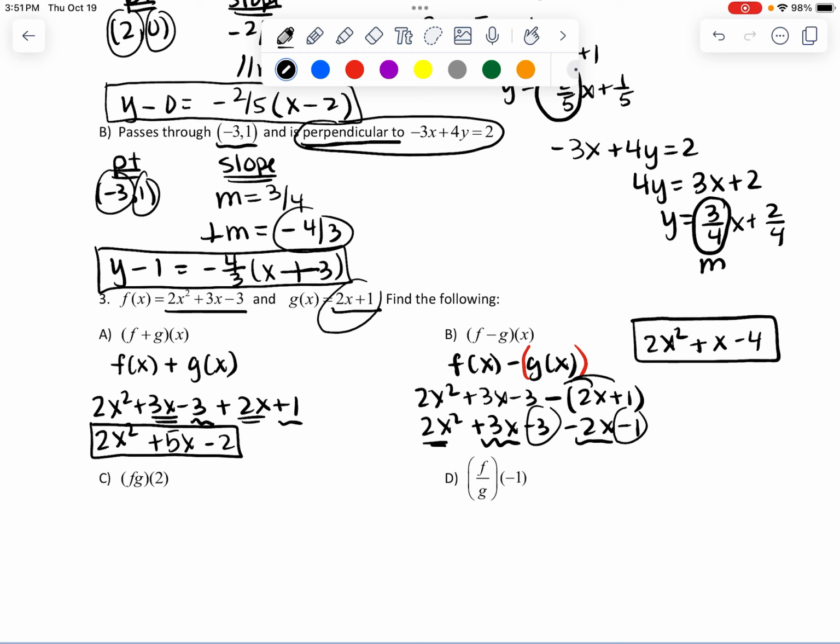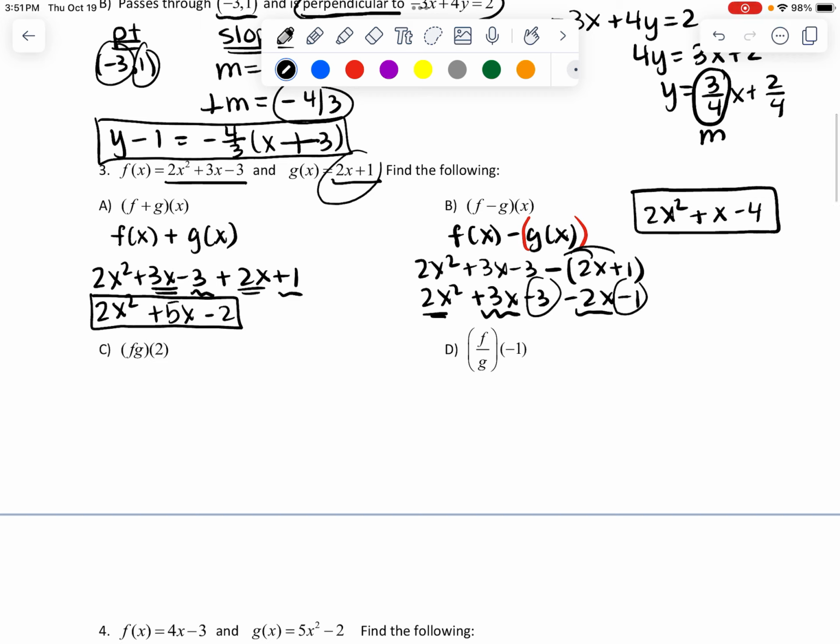Okay, now for part C, now we're multiplying the functions together, okay? Except now that's not an x anymore. We're evaluating at x equals 2. So this is going to equal f of x. Nope, there's no x. I just said that. Sorry. f of 2 times g of 2. Look, you're multiplying f times g, evaluating it at 2. So it's f of 2 times g of 2.